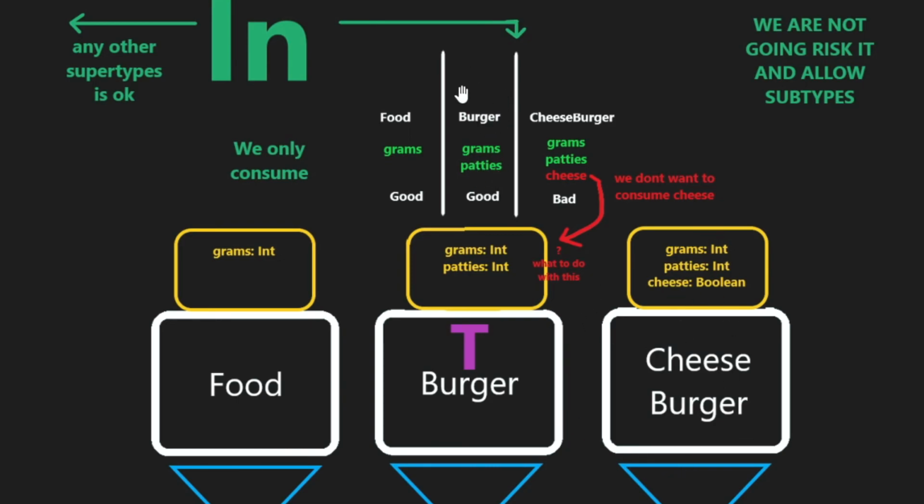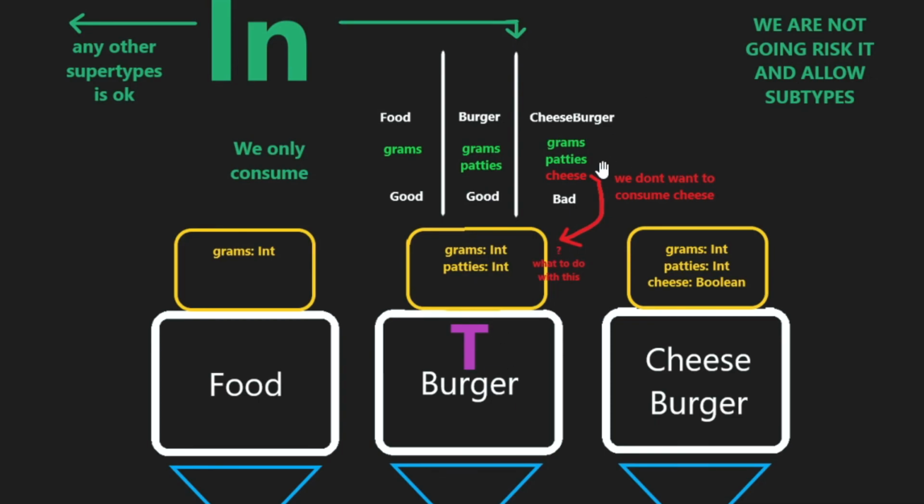So if we cast a burger to a burger, then it's fine because we can consume these things. We know how to deal with them. A burger has grams and patties, and we already know how to consume grams and patties. If we provide a food that is a supertype of burger, we can receive these grams, and even though we know how to deal with patties, it's not a problem because it doesn't even have patties. It only has grams, so it's fine. And then anything that will come and be a supertype is okay because we already know how to deal with this lower bound, okay? And the lower bound is this burger.